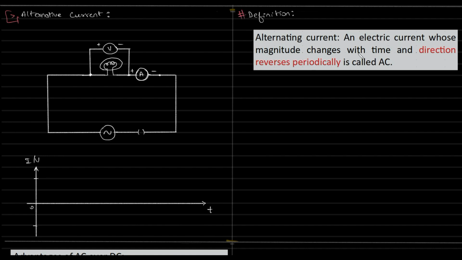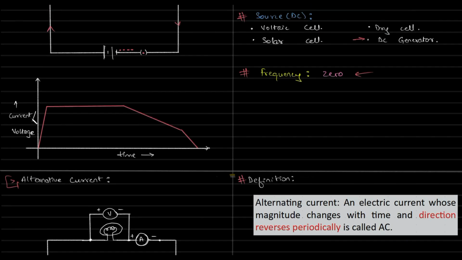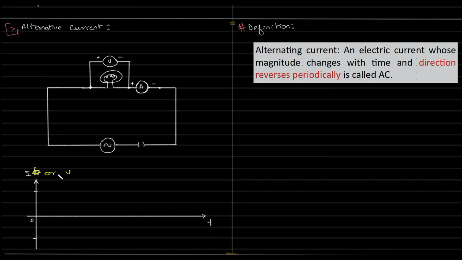An electric current whose magnitude changes with time and whose direction reverses periodically is called an AC current. What does it mean? It means that if I plot current, or voltage, against time, the current and the voltage might fluctuate like this. Here too, it is current or voltage.